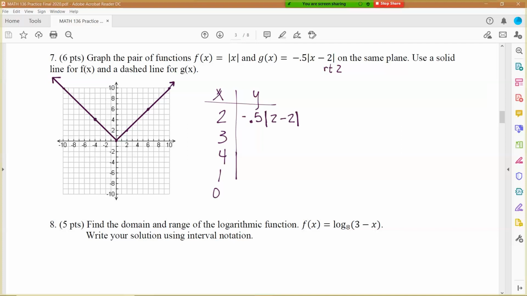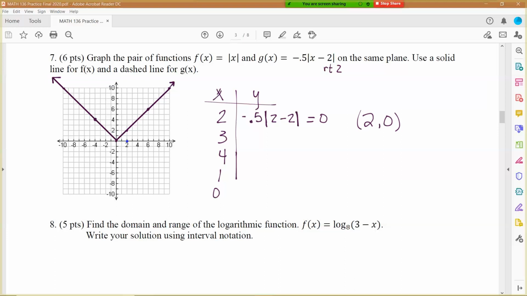If I take 2 minus 2, what do you get? 0. What's the absolute value of 0? 0. What's 0 times -0.5? 0. 0 times anything is just 0. So our first ordered pair that we can graph is the ordered pair 2, 0. So it's 2.